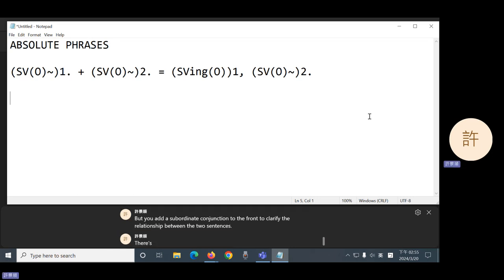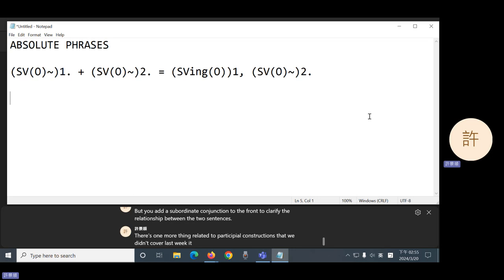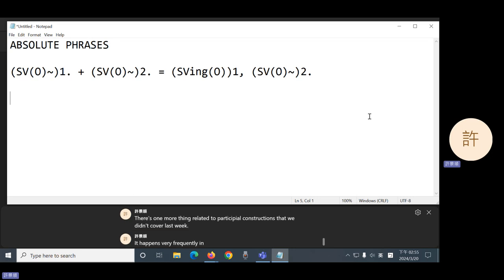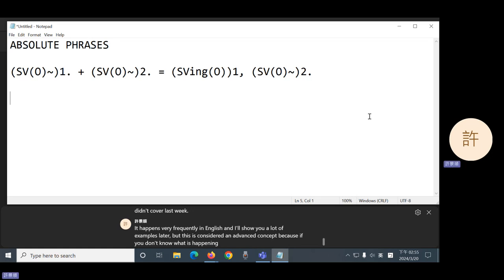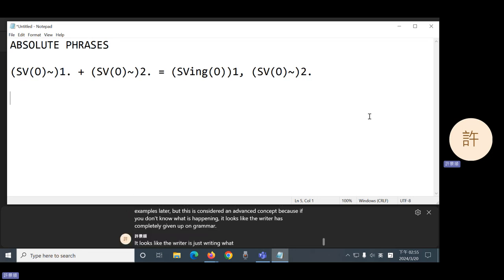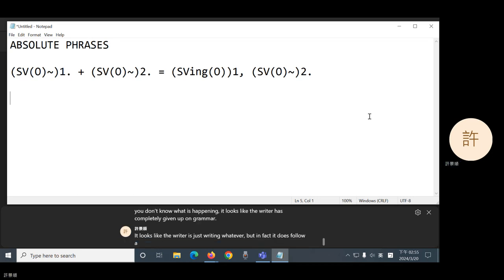There's one more thing related to participial constructions that we didn't cover last week. It happens very frequently in English, and I'll show you a lot of examples later. But this is considered an advanced concept, because if you don't know what is happening, it looks like the writer has completely given up on grammar. It looks like the writer is just writing whatever. But in fact, it does follow a rule. And because it looks like it is so flexible, it appears a lot in English.